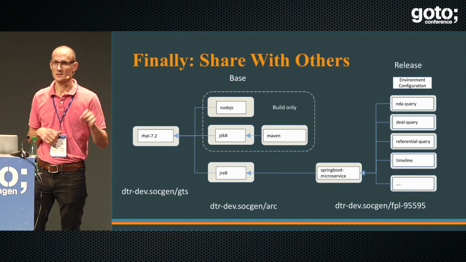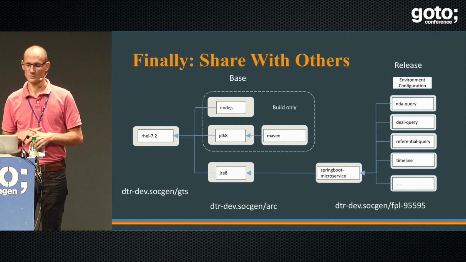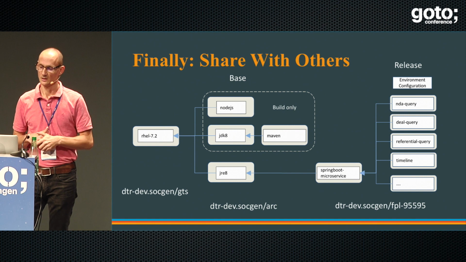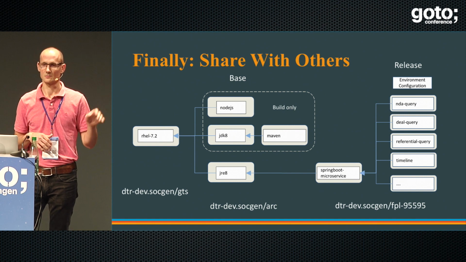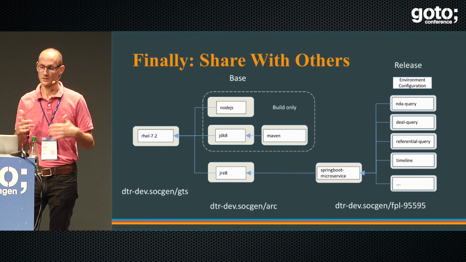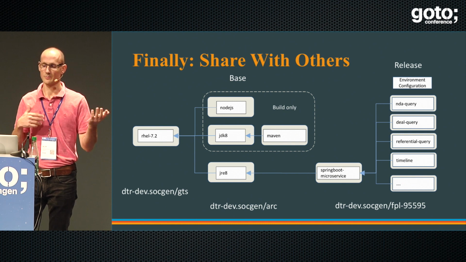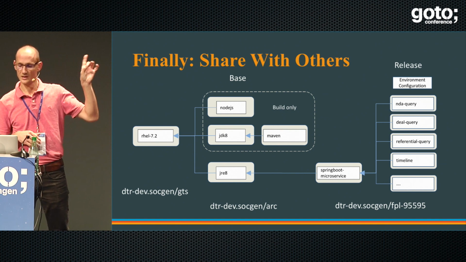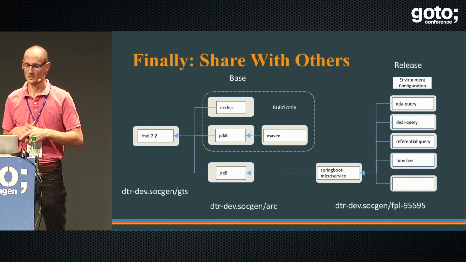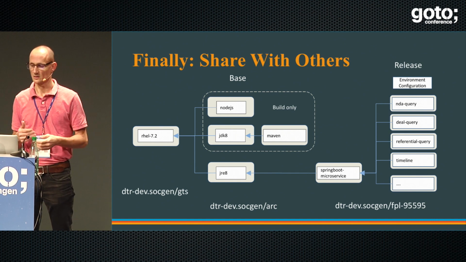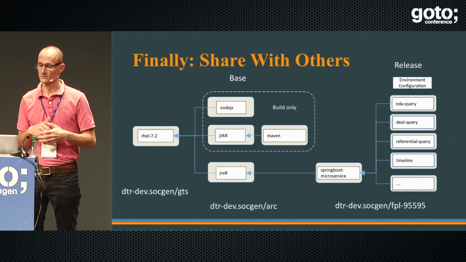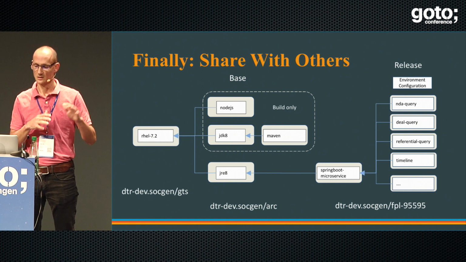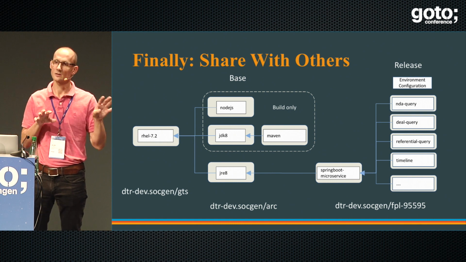So finally, we settled on this setup. The GTS on the far left is our ops team, and they focus on low-level details like the operating system, the security patches, and network settings. In the dashed rectangle, you have the build-only stuff. It's only used at build time, for building the jars and packaging the JS applications. And it's under the responsibility of our transversal architecture team.